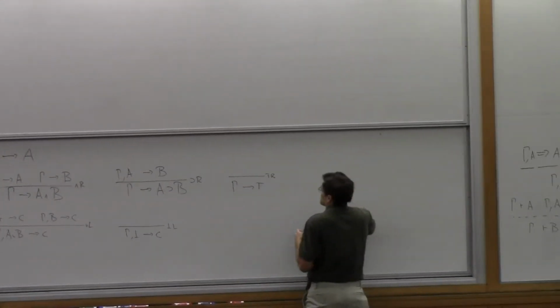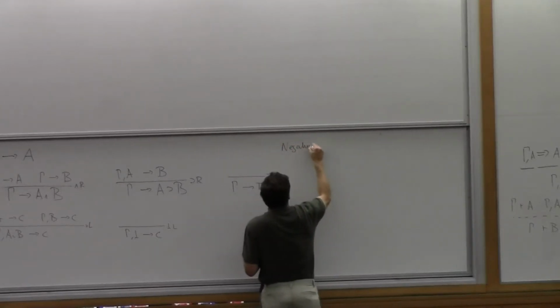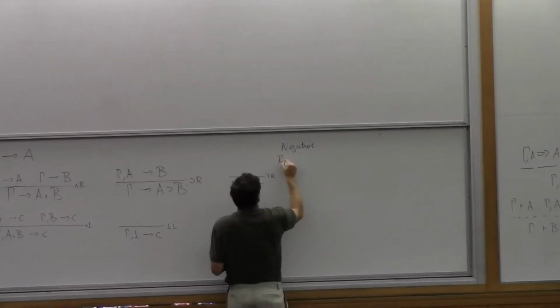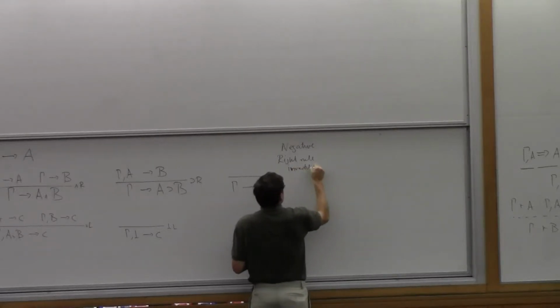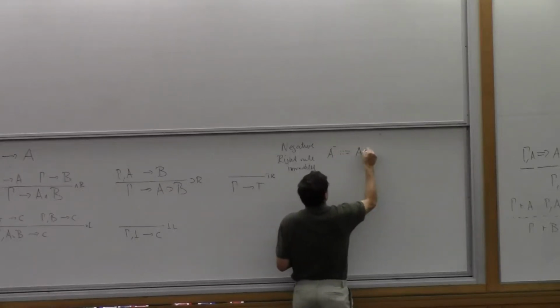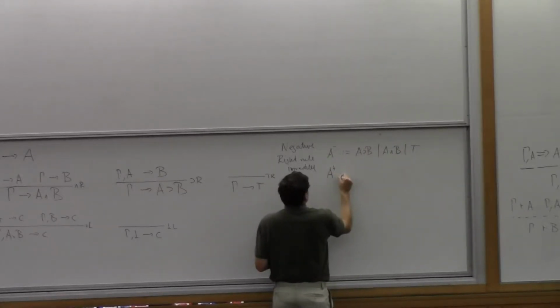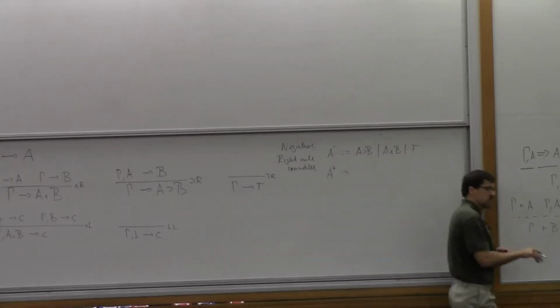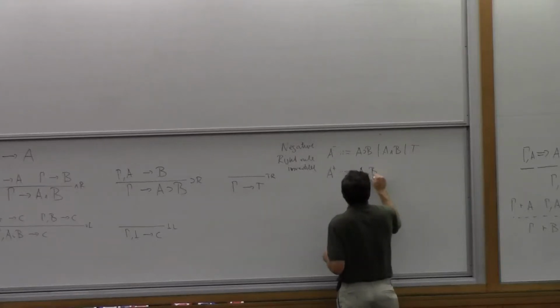Now there is some terminology here. So we have the negative connectives. Negative means that the right rule is invertible. And so the negative connectives here are A implies B, A and B, and true. And the positive connectives are the ones for which the left rule is invertible, and that's going to be A or B, and falsehood.